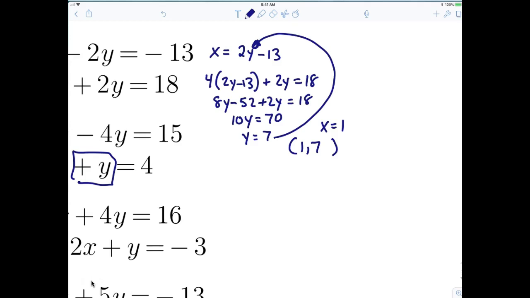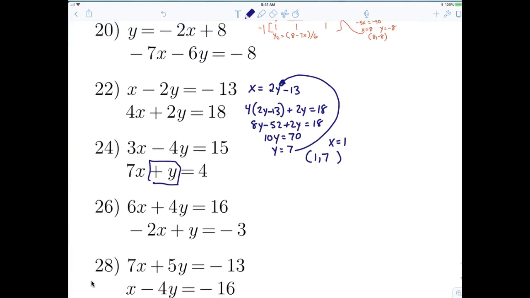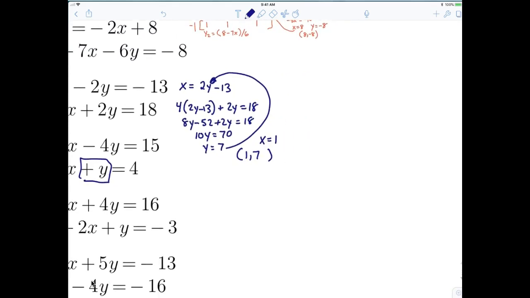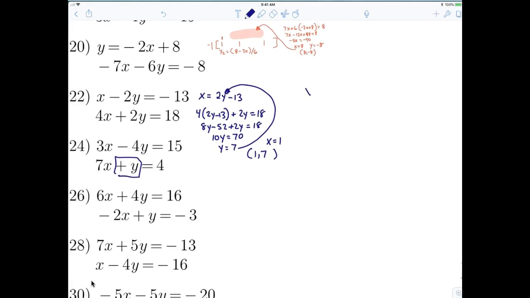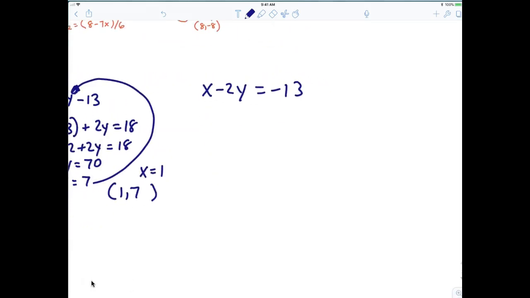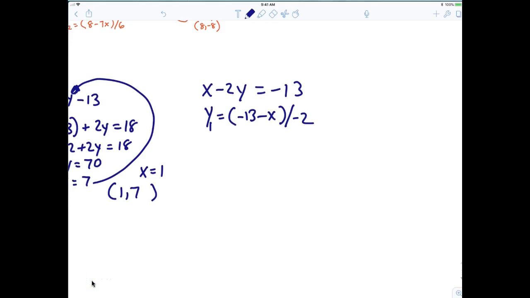All right, now what I want to do is, now I have some issues. I'm going to write both of these in their original form, as x minus 2y equals negative 13. I'm going to solve that for y. Please look, this is what I'm expecting. I'm expecting you to just say y is equal to negative 13 minus x, divided by negative 2. That's under y1. Who's got an issue with that? I'm solving for y, right? So I move the x and divide by the coefficient.